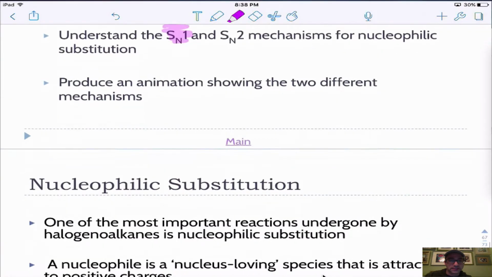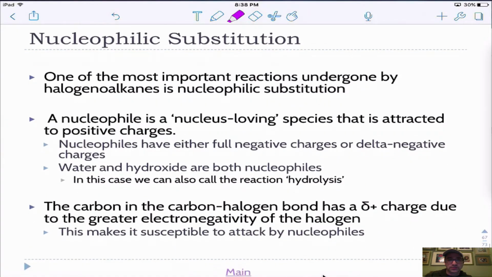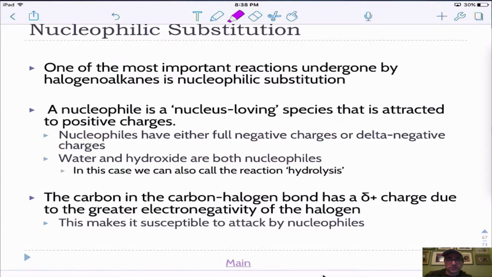I'm going to show you a little bit about these nucleophilic substitutions. This is one of the reactions that's studied a lot in your first semester of organic chemistry in college. A nucleophile is something that is nucleus loving, really attracted to a nucleus. The nucleophile itself has a very negative charge, and that negative charge will be attracted very highly to the positive charge of whatever it's attacking.